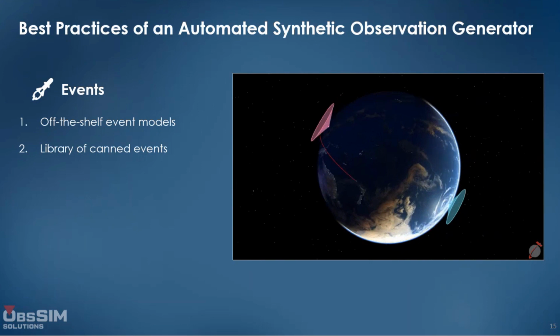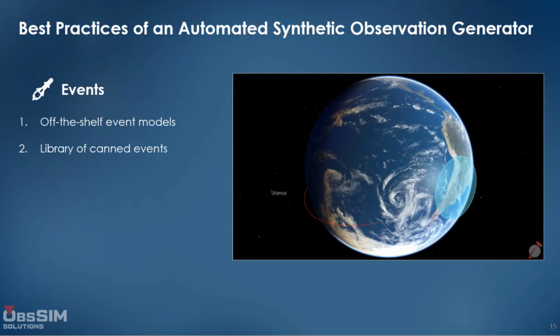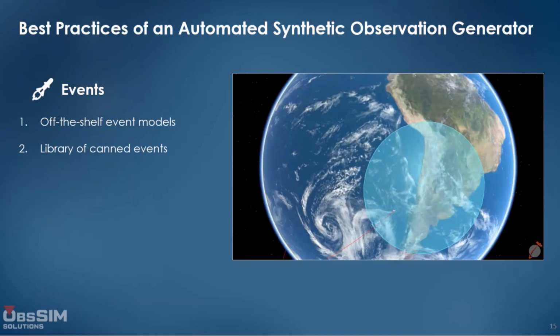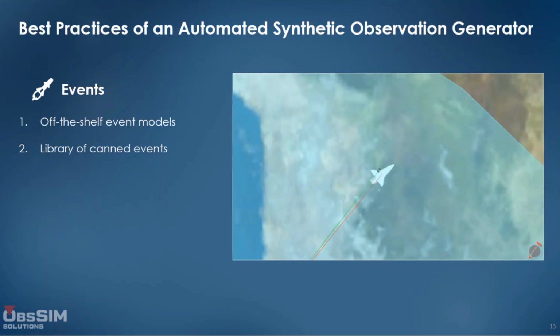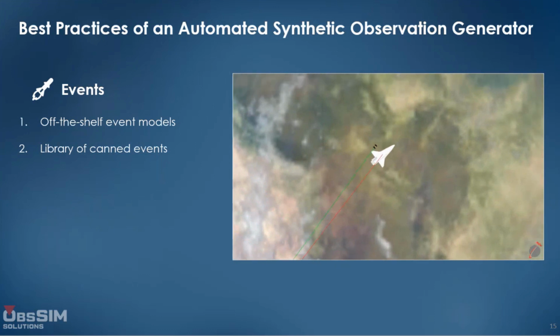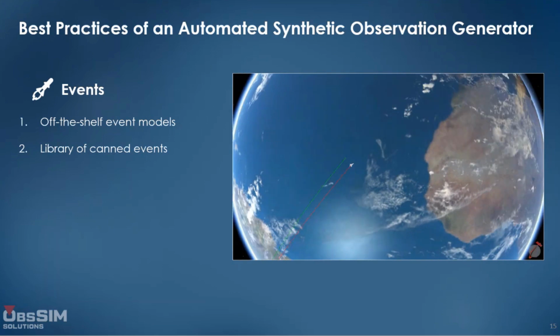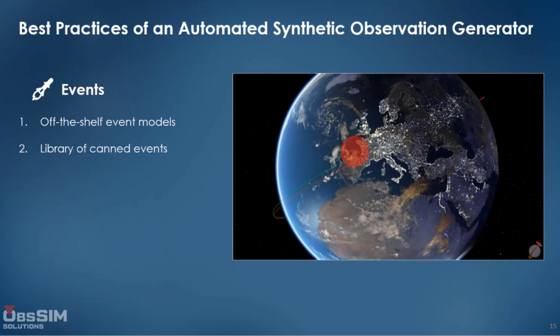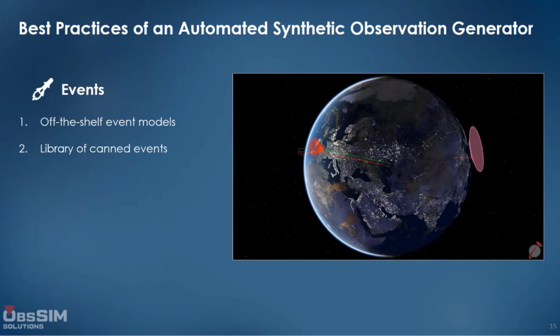Here you see an animation of a recent launch of the Chinese space plane. And having something like this off the shelf, or for example, the Russian anti-satellite weapons test that happened a few years ago, provides immense training value, and it prevents the exercise designer from having to go get the event parameters themselves. So by providing canned events, pre-made events of significant interest, allows them to easily create an exercise event with little to no effort.